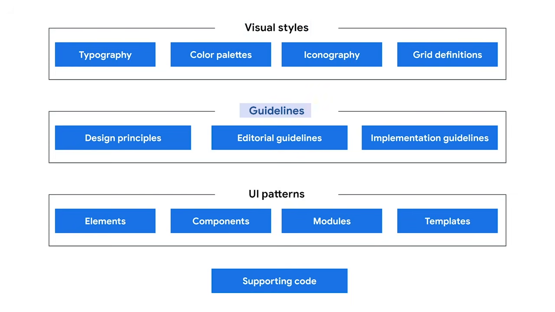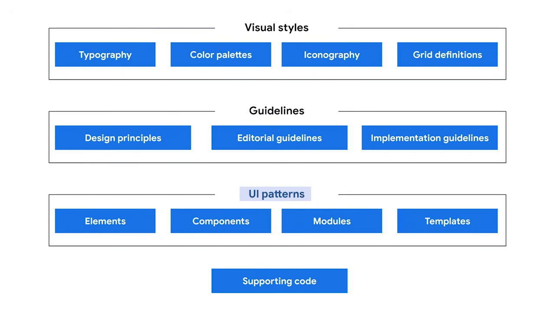Next are the guidelines. This is where the design principles, editorial guidelines, and implementation guidelines are defined. Clear rules about how certain components or styles should be used within a product help designers stay consistent.